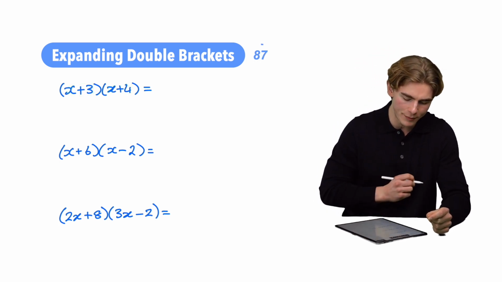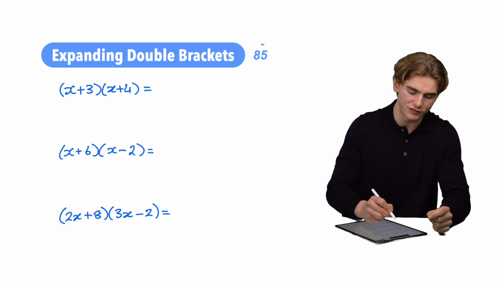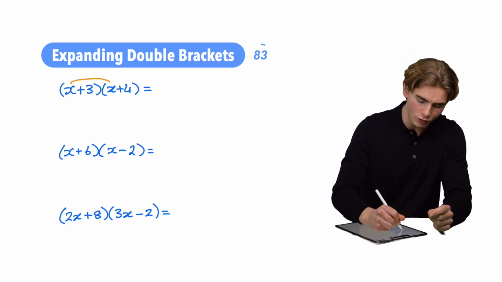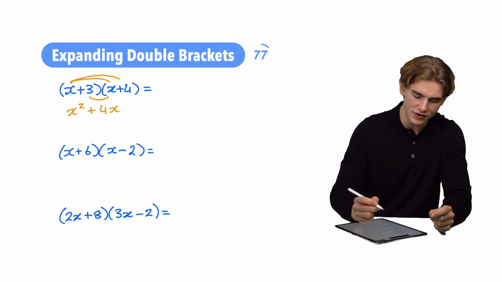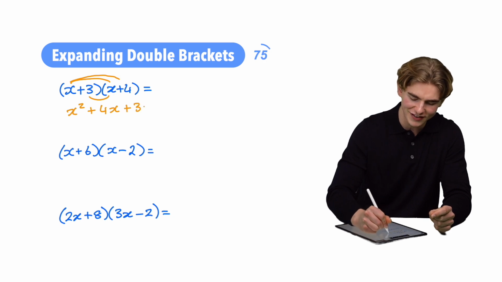So in this first example, what are we going to do? (x + 3) times (x + 4). We're going to do x times x first of all. That's going to give us x squared. And then we're going to do x times 4. That's going to give us plus 4x. And then we're going to do 3 times x. That's going to give us plus 3x. And then we're going to do 3 times 4. That's going to give us 12.